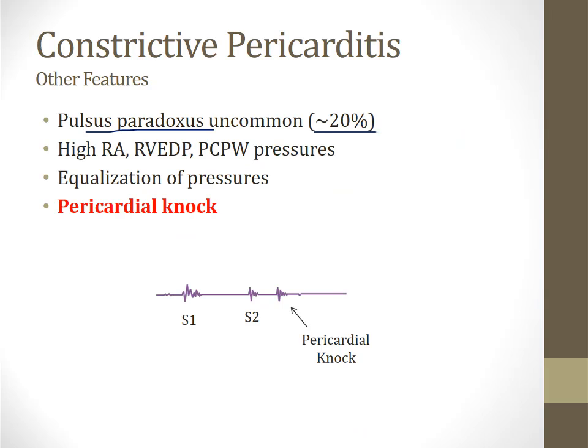Pulsus paradoxus is rarely seen in constrictive pericarditis. Only about 20% of patients have pulsus. The reasons for this are unclear. All of the pressures in the heart are elevated, just like in tamponade. You can also see equalization of pressures, just like in tamponade. And there is a clinical finding on auscultation of the heart that is rarely heard. It's called a pericardial knock. It's a diastolic heart sound just after S2. It can often sound a lot like an S3.